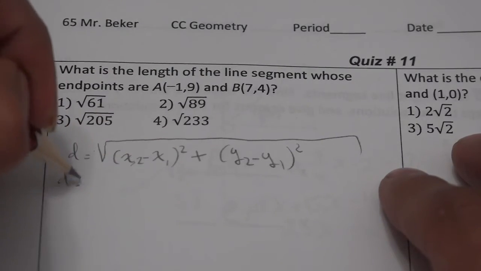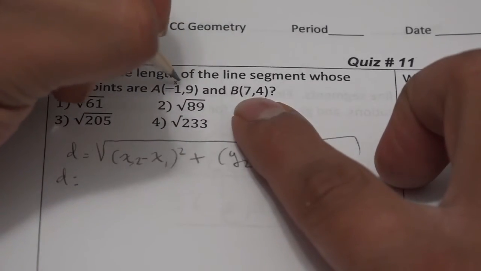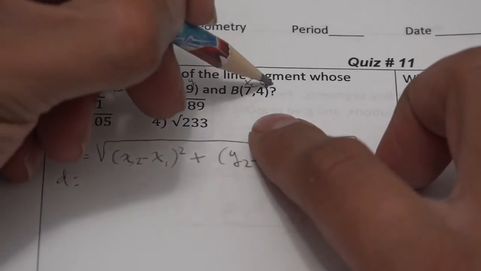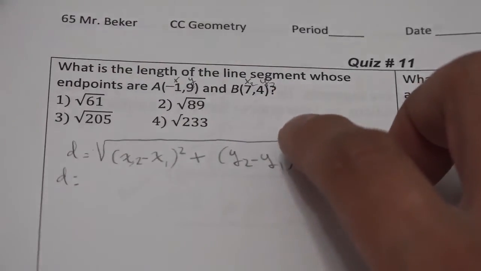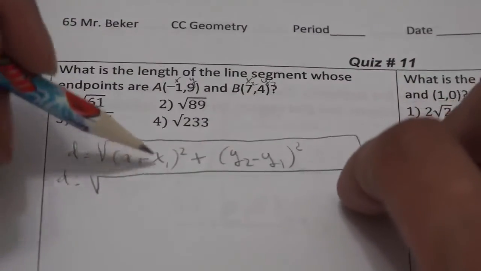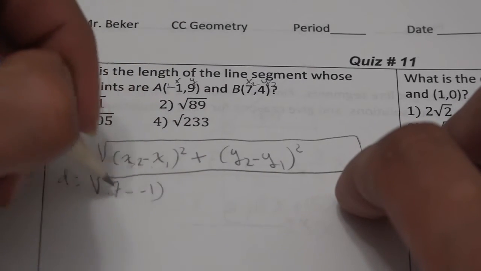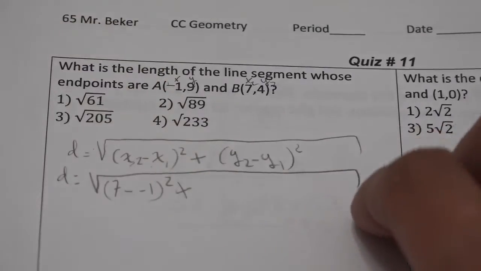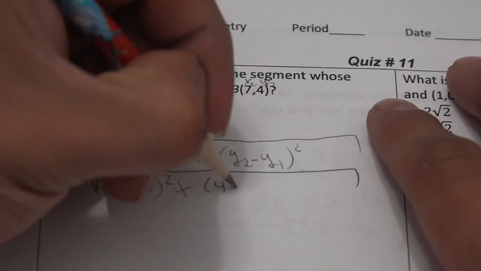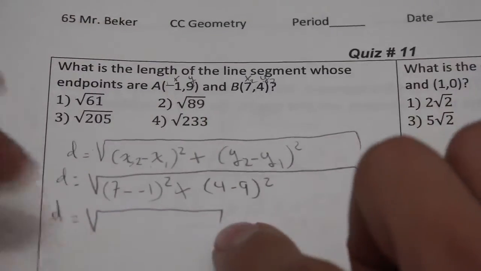All right. So now what do I do? Easy. These are the points, right? So label them. x, y, x, y. 1, 1, 2, 2. So now I know which one is the 1, which one is the 2. So let's start with the calculations. So x2 minus x1, so 7 minus negative 1, squared, plus, okay, and then y2 minus y1, 4 minus 9, and then squared. Simplify that.